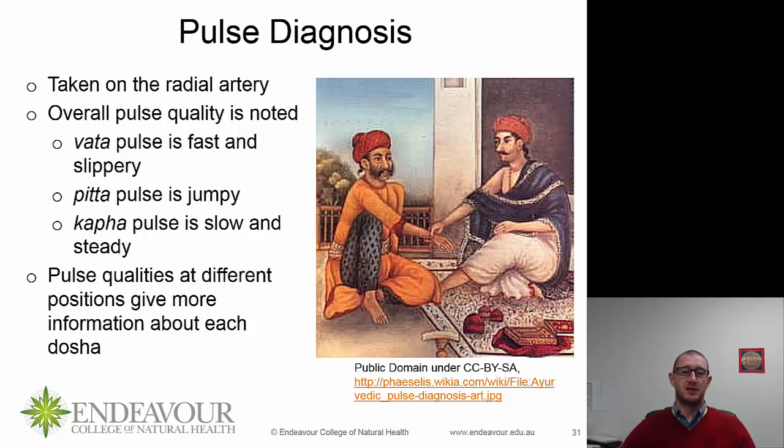So pulse diagnosis, similarly to Chinese medicine, pulse is taken on the radial artery at the wrist. The overall pulse quality is noted, and some basic delineations to give you a sense of what this is about. A Vata pulse would be described as being fast and slippery. And we know that this term slippery is used as a diagnostic term in Chinese medicine pulse diagnosis. There is some difference in terms of what that means within each system, so we don't want to make a mistake there. A Pitta pulse is described as being jumpy, and a Kapha pulse is slow and steady.